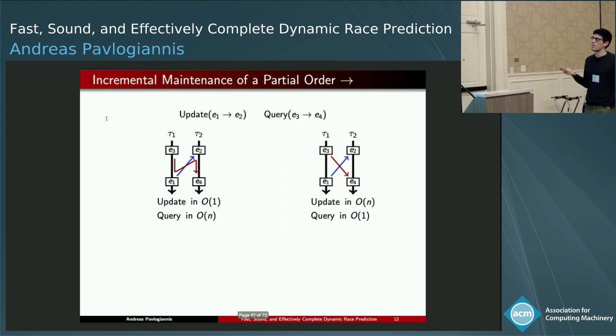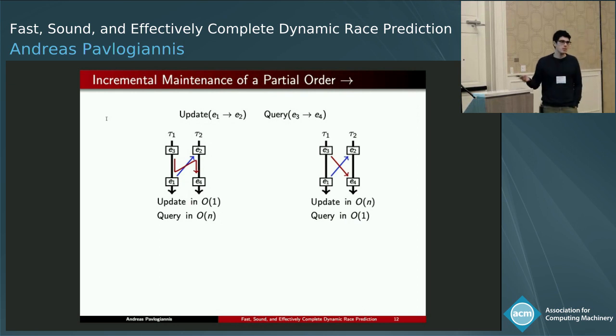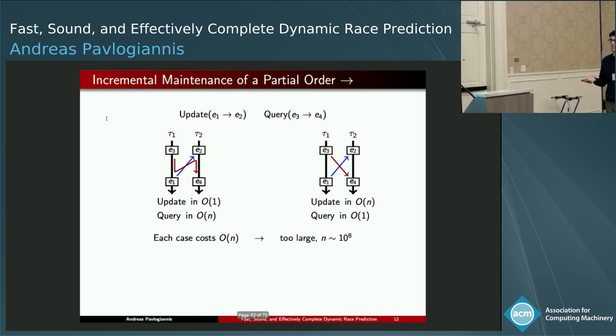On the other end, you can take an update operation and directly compute the transitive closure. It will take at least linear time, and then queries come essentially for free. Now, in our setting, we're dealing with really huge traces where n can be of the order of 10^8. So spending linear time in either extreme is really not desirable. It's not going to scale well.